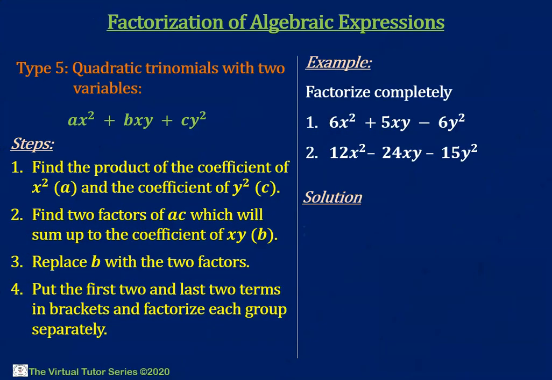Example 2. 12p squared minus 24pq minus 15q squared. We have the coefficient of p squared to be 12 and the coefficient of q squared to be negative 15. Therefore, the product of 12 and negative 15 is negative 180. The coefficient of pq is negative 24, and two factors of negative 180, which sum up to negative 24, are negative 30 and 6.